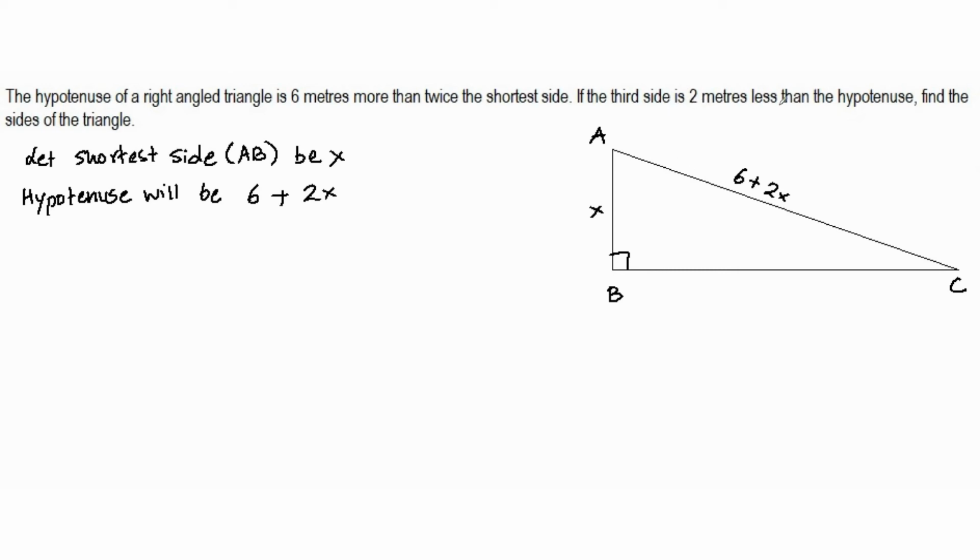And the third side is 2 meters less than the hypotenuse. So the hypotenuse is 6 plus 2x, and the third side is 2 meters less than it. So therefore, this will become 2x plus 4. So this is the third side, 2x plus 4. Right? And now, of course, I can use Pythagoras theorem. But again, the important part is framing the different sides. So let me pause for a minute so that you can take a look at it.